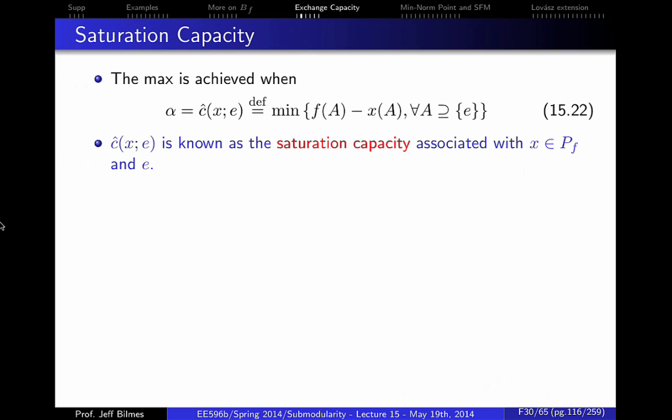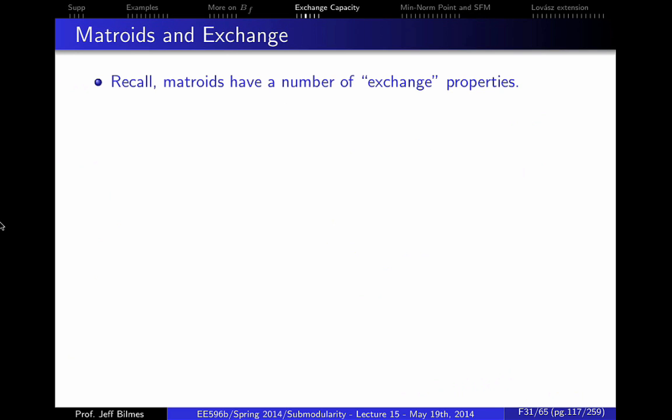The saturation capacity was for those elements that are not part of SAT, how much further we can move in those directions while still staying within the polytope. And that we saw was identical to this submodular function, this E-containing submodular function minimization problem. This was known as the saturation capacity associated with X and E.